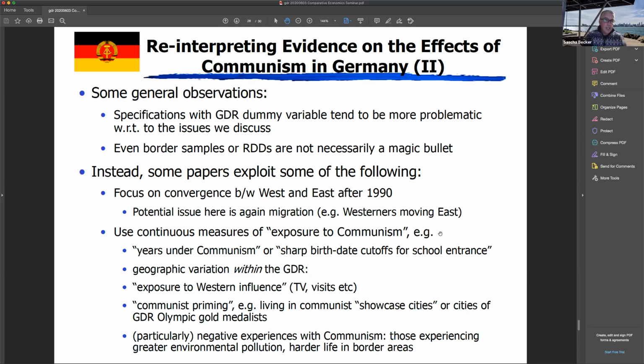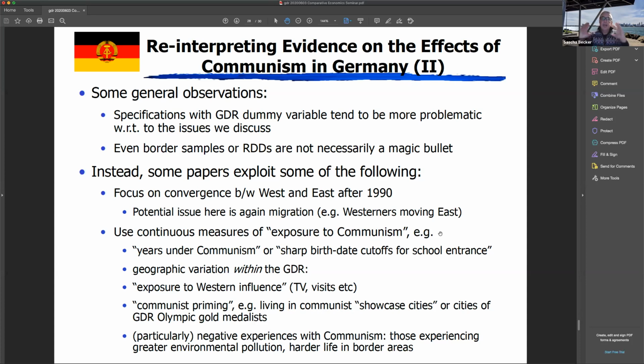What papers more recently have started to do, and we think that's very useful, is to come up with continuous measures of communism, or rather exposure to communism. Some people have used years under communism, arguing that someone who lived 30 years under communism has received more of a communist treatment than someone who lived only 10 years under the communist system. People looking at socialist education have used birth date cutoff designs to say, okay, this kid was born in January, the next kid in February, one went to school 10 years under communism, one only 9, and use this kind of variation. And a lot of positive things can come from using geographic variation within the GDR.